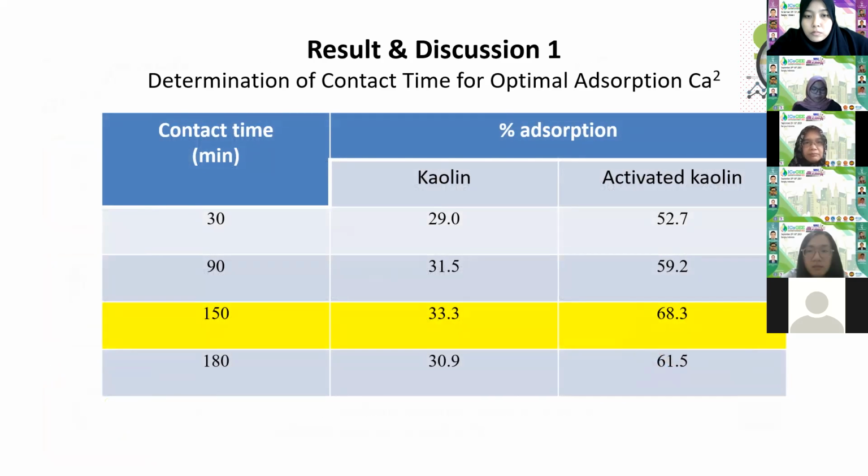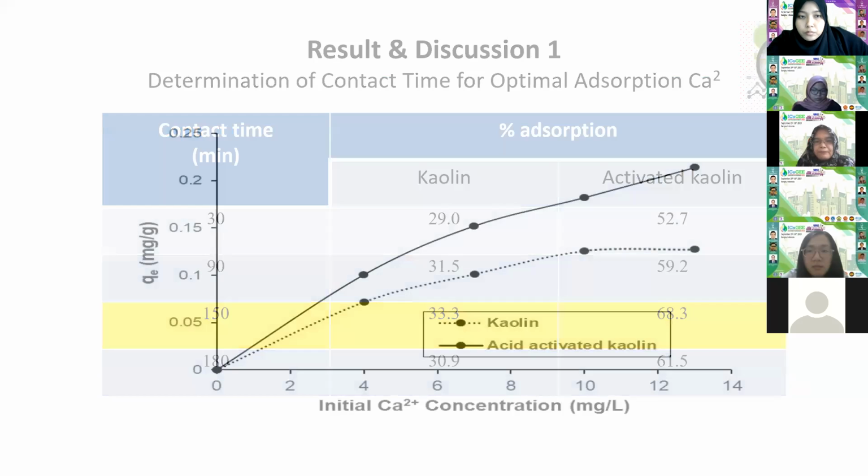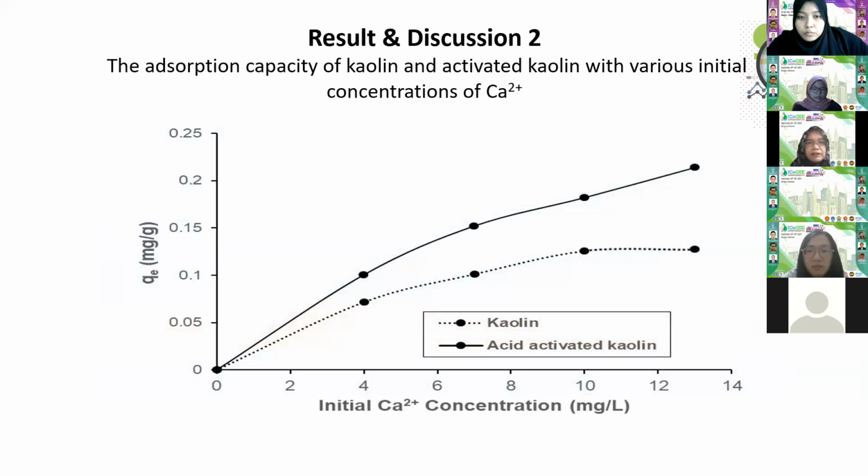The optimum contact time we find here is 150 minutes, with an absorption capacity of kaolin that is only 33%, but when we use activated kaolin, we can increase it up to double, 68%. And then the absorption capacity of kaolin and activated kaolin, we can see from the pictures.